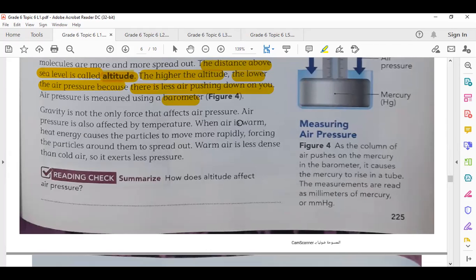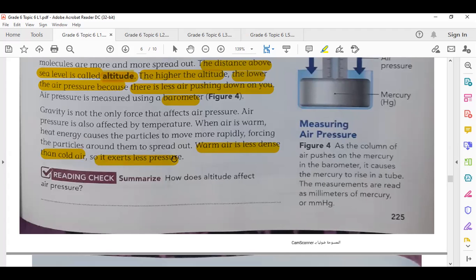But you have to know that when air is warm, heat energy causes particles to move more rapidly, forcing the particles around to spread out. Warm air is less dense than cold air. It is important to know this, but it is not necessarily in the exam. You have to know that warm air is less dense than cold air, so it exerts less pressure. For this reason, warm air has lower pressure than cold air.